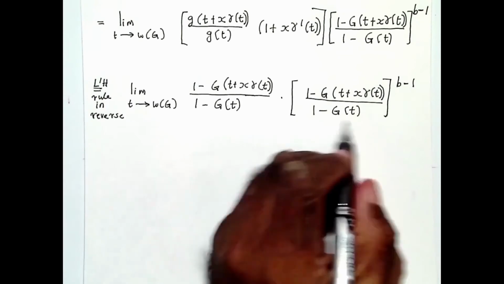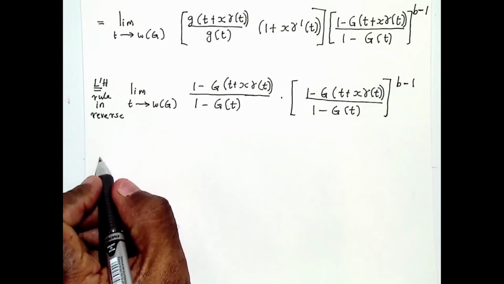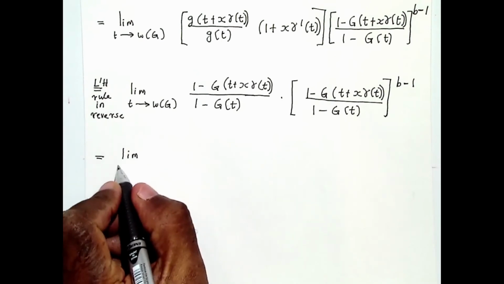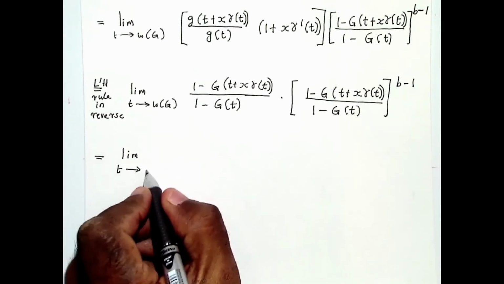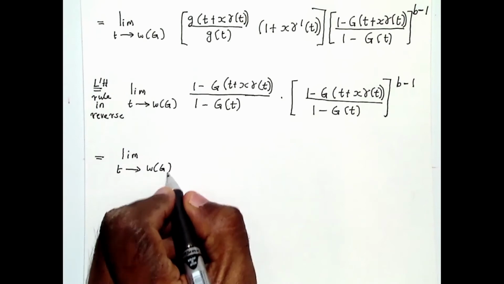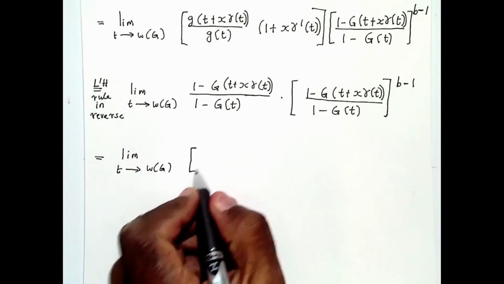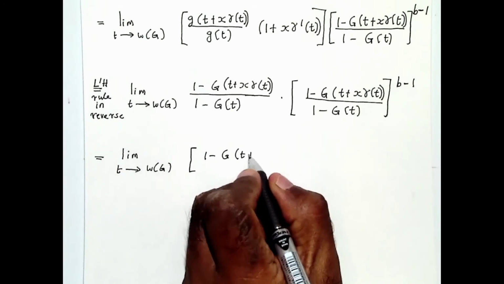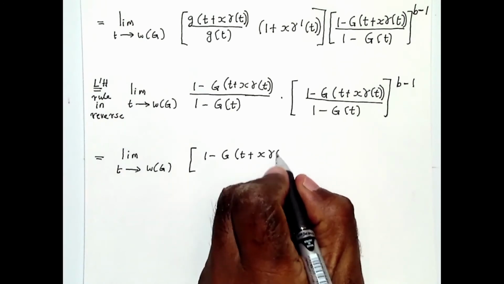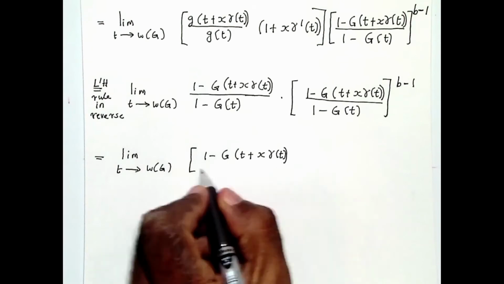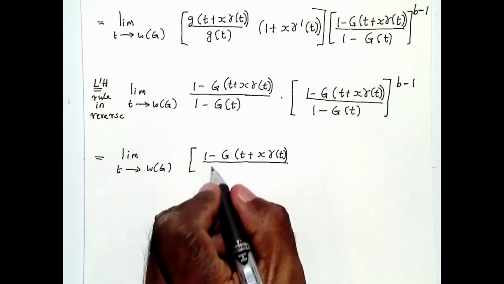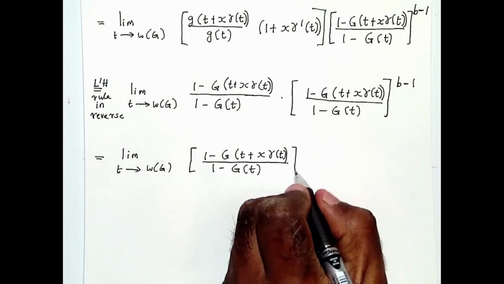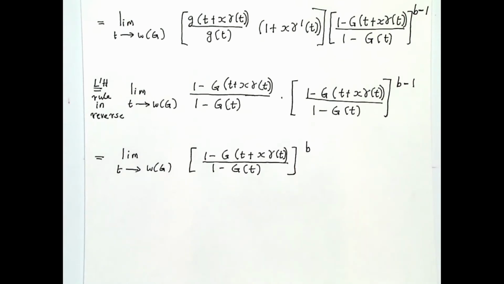All right. Now these two terms are the same, so you can combine them. So this becomes the limit as t approaches w of g of, to the power b.